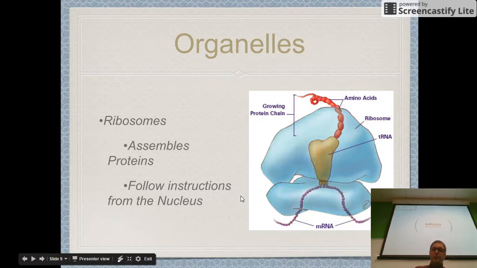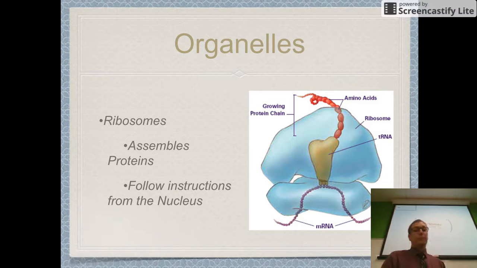Okay. Another organelle that's vitally important is the ribosome. Okay. Ribosomes assemble proteins, and everything in your body that is not a cell is made of proteins, and even most things in cells are made of protein. Okay. We'll talk a lot about how ribosomes make proteins throughout this chapter, but basically they follow the instructions from the nucleus. So the nucleus has DNA.